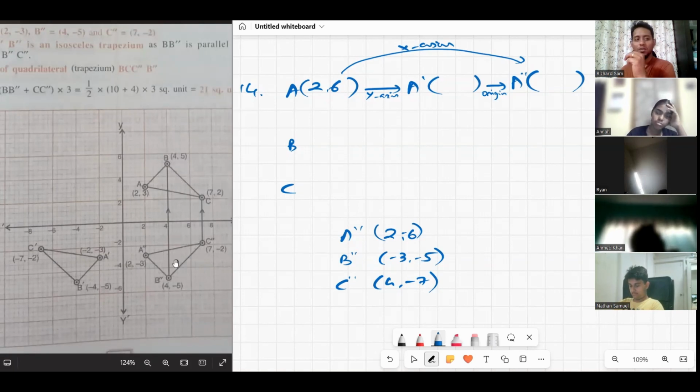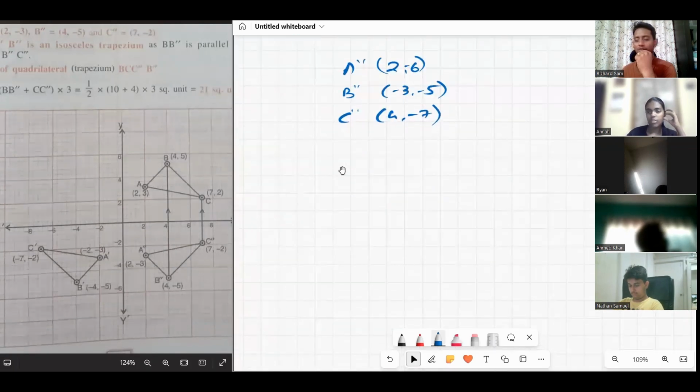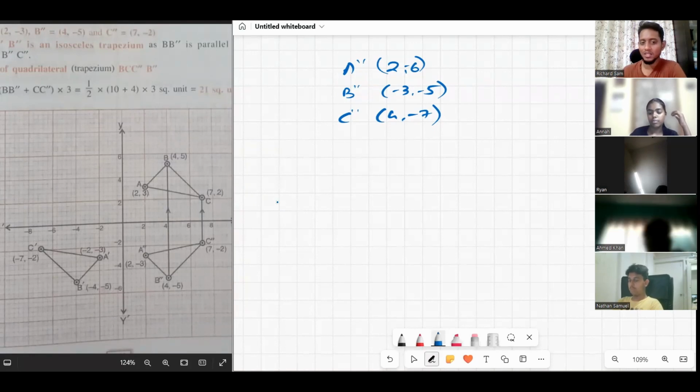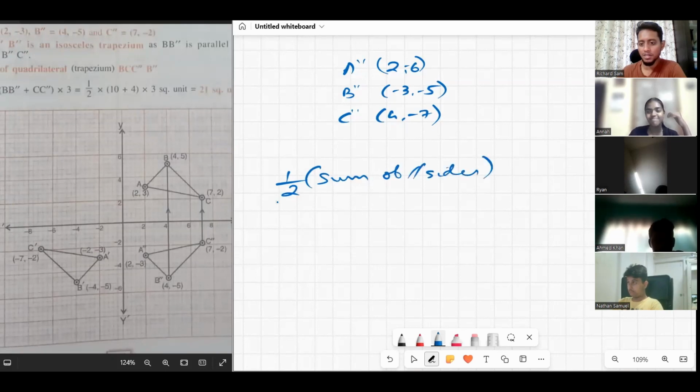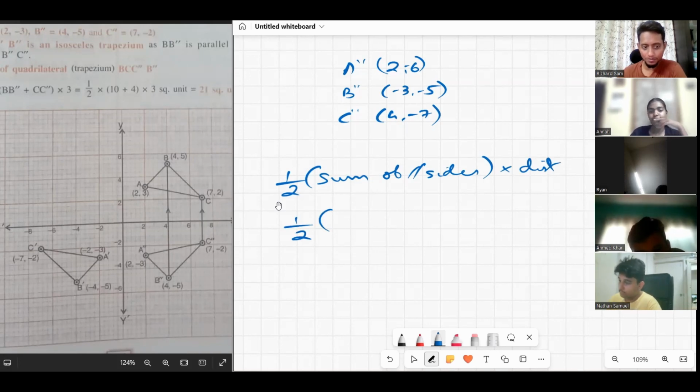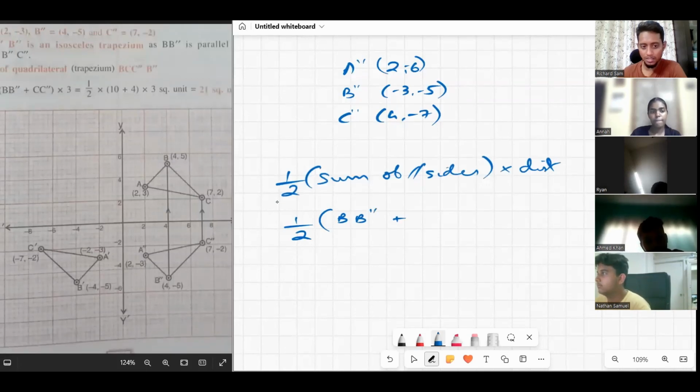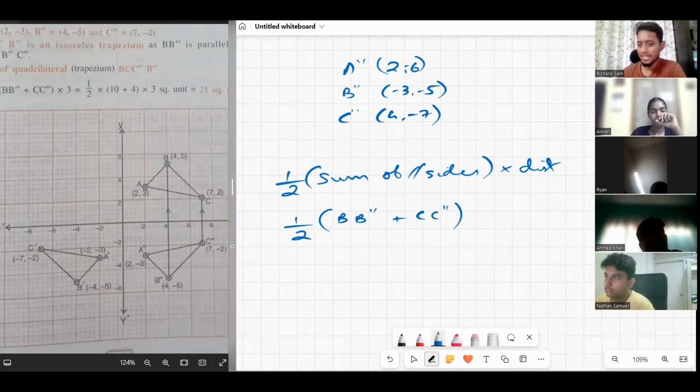Okay, so do you know the formula for the area of a trapezium? Anyone knows? It's something that you have studied before, so they don't teach you in 10th. It's half into sum of parallel sides, multiplied by the distance between them. So here in this case, which are the parallel sides? B, B double dash and C, C double dash. That is the parallel sides, into the distance.